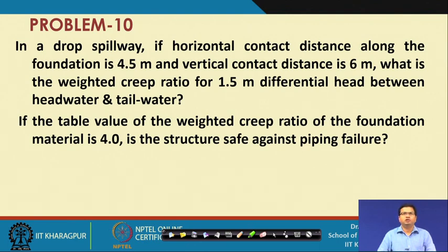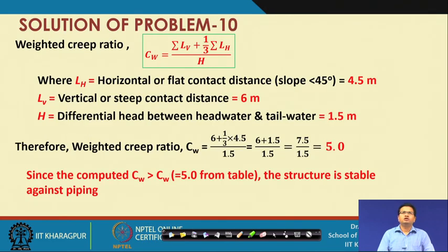Okay. So, if the table value of the weighted creep ratio for the foundation material is 4, is the structure safe against piping failure? So, the given value for the foundation material is given as 4, the Cw value. You know that if the computed value of Cw is greater than the table value, then the structure is safe against piping failure. So, if we compute that Cw value which is greater than 4, then you can say that the structure is safe against piping failure. Okay. So, the solution is given here.